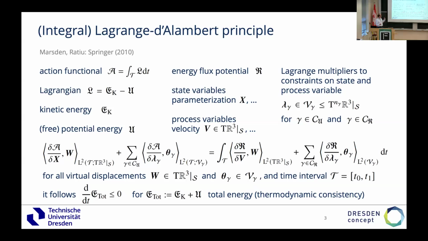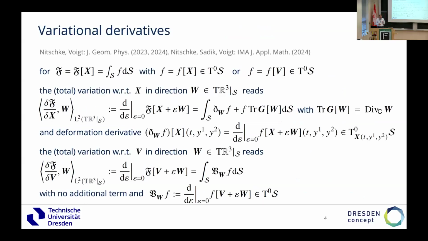And if we do this and enter some assumptions on the flux potential, then we end up with energy dissipation, and the total energy, kinetic plus free energy, goes down over time. Okay, so what we have in here are all these variational derivatives. So let me comment on this.